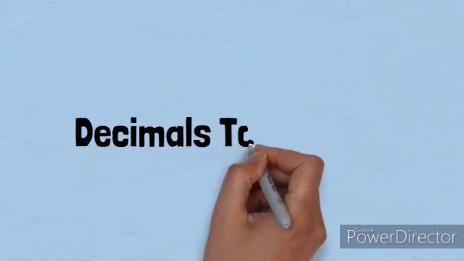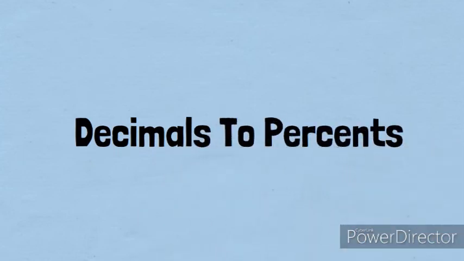Decimals to percents. Converting decimals to percents is actually relatively easy. All you have to do is multiply times 100. Why 100? Well, the literal meaning for percent is per 100, and the denominator for percent is always 100. So you're always going to multiply your decimal times 100.